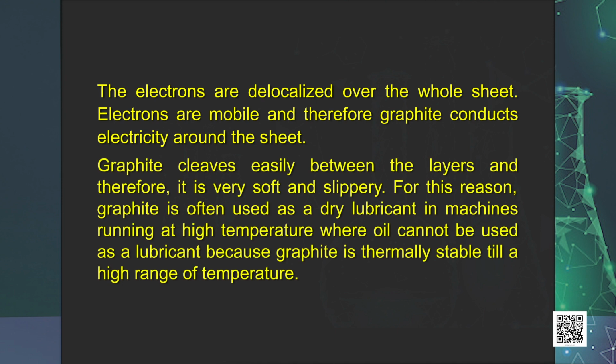Graphite cleaves easily between the layers and therefore it is very soft and slippery. For this reason, graphite is often used as a dry lubricant in machines running at high temperature, where oil cannot be used as a lubricant because graphite is thermally stable till a high range of temperature.